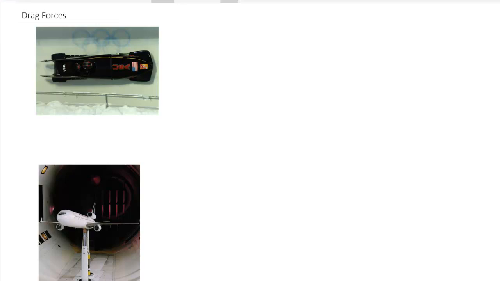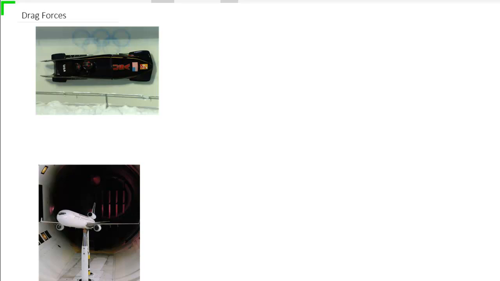You've all probably experienced wind resistance in some form or another. Maybe when you're driving down the road and you stick your hand out the window a little bit, you feel some wind resistance there. You know that a piece of paper would take longer to fall to the ground than a rock because the wind resistance on the paper is stronger than it is on the rock. And so this wind resistance is what we call a drag force.